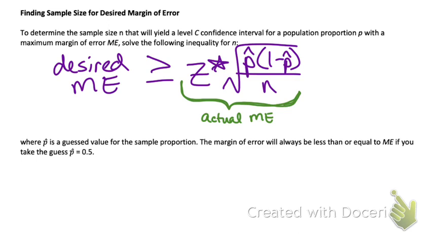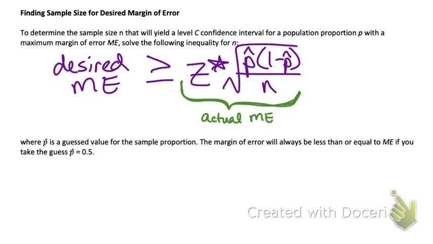Now, here's the only problem with this. If I have not taken the sample yet, do I know p hat? No, p hat is literally the sample proportion. I cannot use p hat if I have yet to take the sample. And I don't know how big the sample is yet because I'm trying to figure that out.